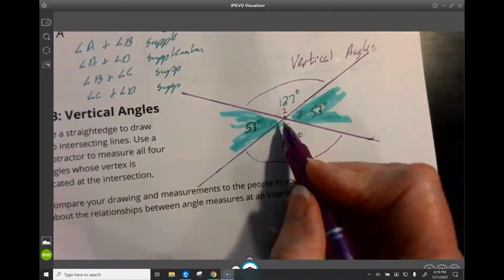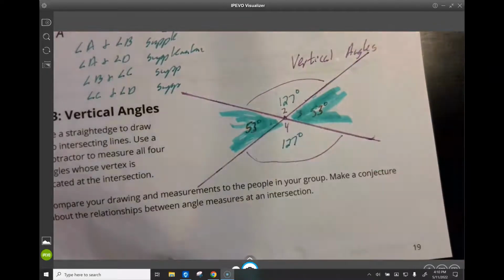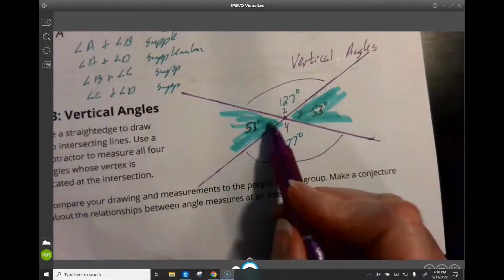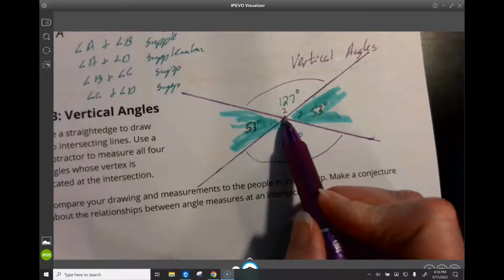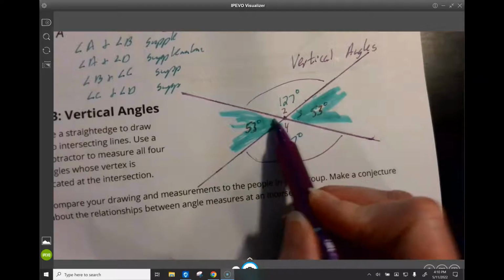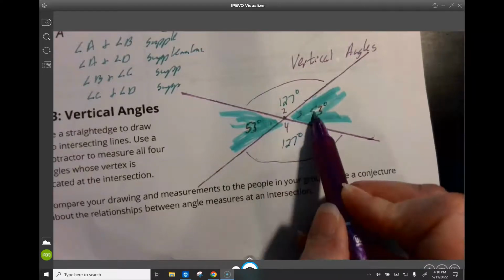Okay? So they share a vertex, and it's kind of like they face each other. So if I were standing nose to nose with a person, our noses would be touching here, but we'd be looking at each other. That's kind of what vertical angles look like.